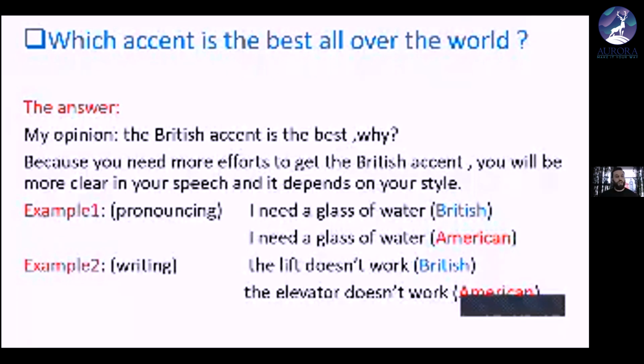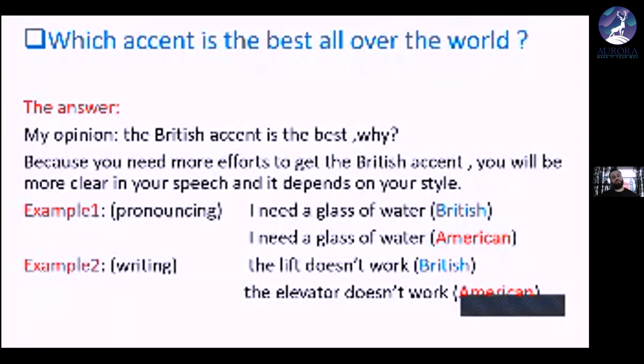Then you will be more clear in your speech. Yes, with the British accent, you will be clearer in your speech. Like when you say, what do you want? Where do you want to go? All these are clear sentences with the British one.